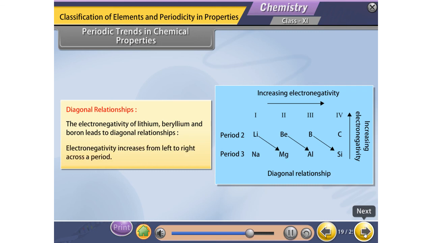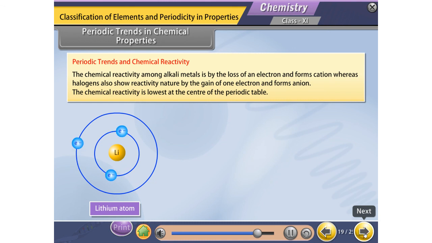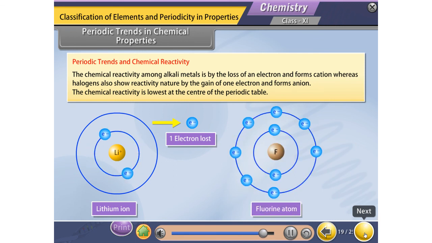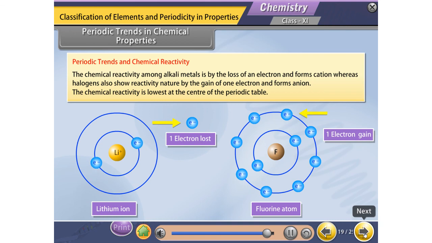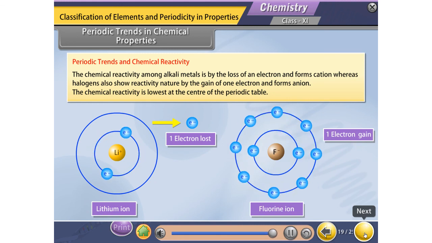Electronegativity increases from left to right across a period. Periodic trends and chemical reactivity. The chemical reactivity of alkali metals is by the loss of an electron, forming a cation, whereas halogens also show reactivity by the gain of one electron, forming an anion. The chemical reactivity is lowest at the center of the periodic table.